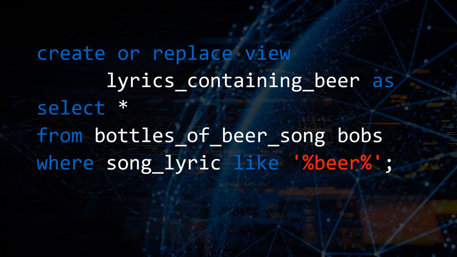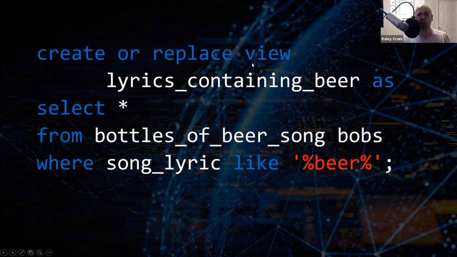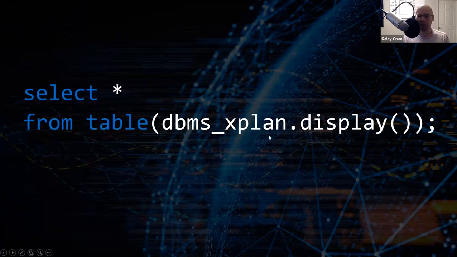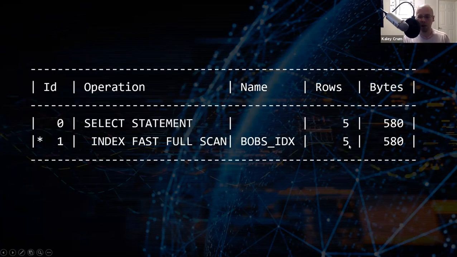Let's take another example. Let's try a create or replace view. We're just going to make a view and call it lyrics_containing_beer. And we'll say as select star from bottles of beer song, where the song lyric is like percent beer percent. So we've got our view in place. We're only selecting lyrics that contain the word beer, which is all of them in this case. And if we do explain plan for select star from our view that we just created here, you can see when we get this back that we're expecting 5 rows.